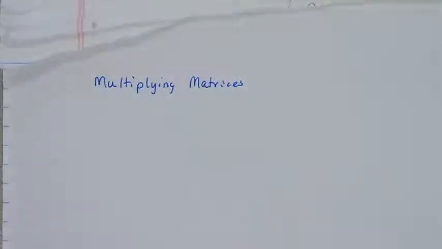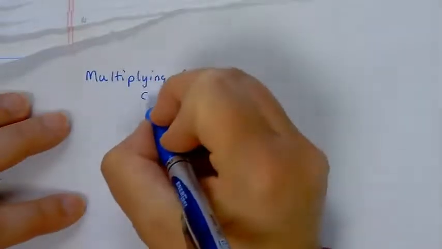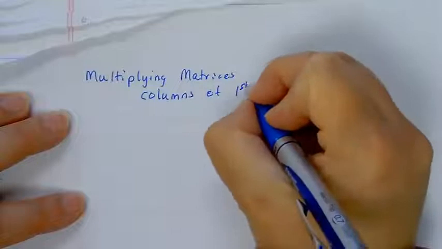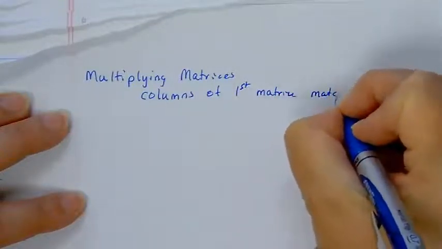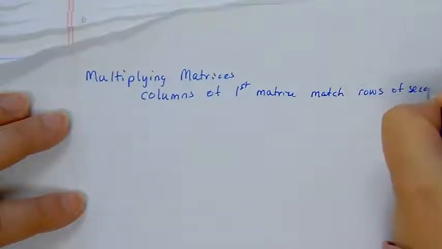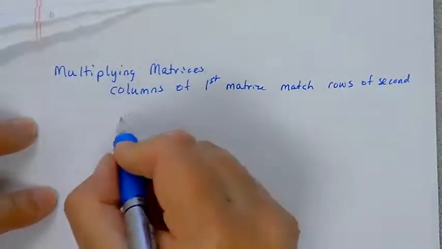When multiplying matrices, the rules are a little bit different. You do not have to have the same dimensions. In fact, to multiply matrices, the columns of the first matrix must match the rows of the second. So I'll show you what I mean by that.